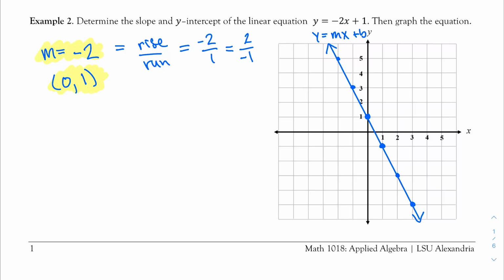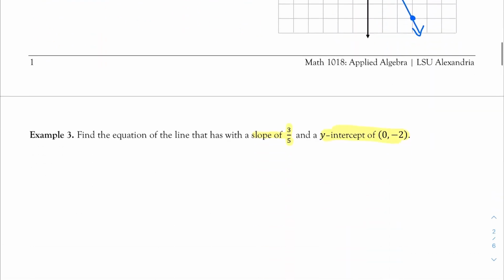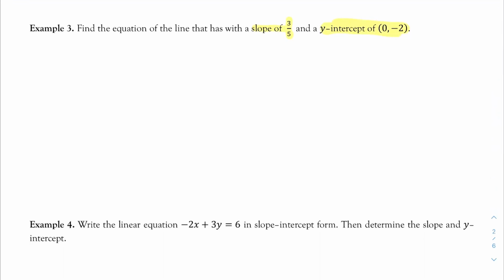Find the equation of the line with a slope of 3/5 and a y-intercept of negative 2. Well, let's point out what we have here. I know the slope is 3/5 and my y-intercept is (0, -2). If I have the slope and the y-intercept, then I just need slope-intercept form. So once again, I know slope-intercept form is y equals mx plus b, where m is the slope and b is the y-coordinate of my y-intercept.